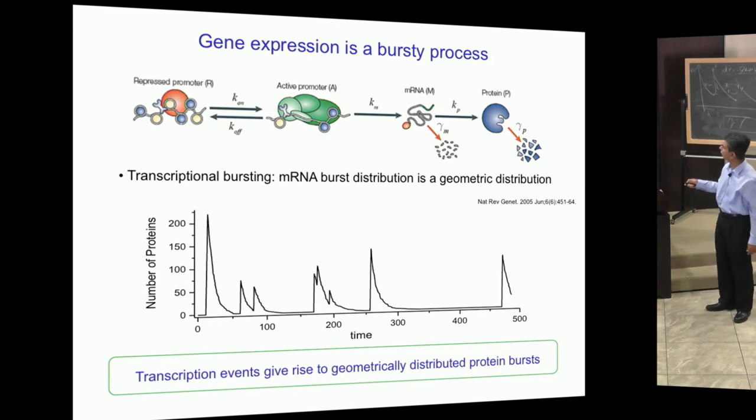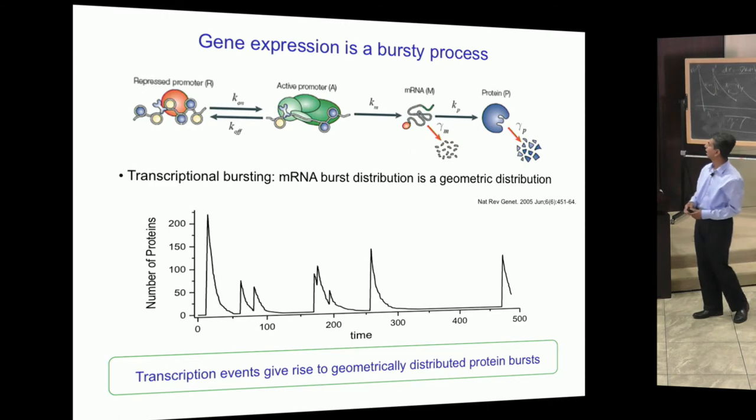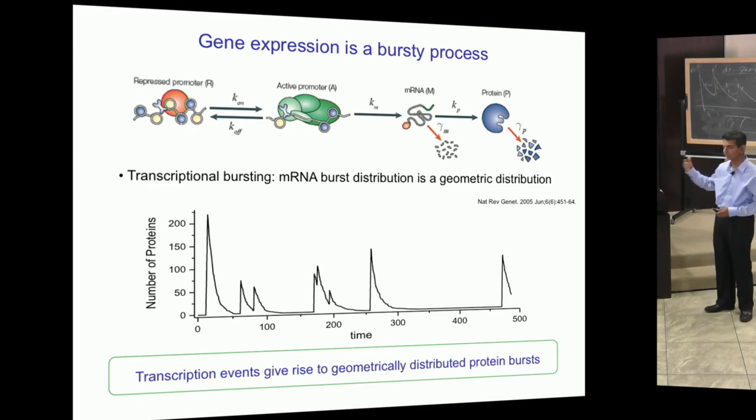So when you actually observe proteins, it appears as if you have no activity. You create an mRNA, you have a geometric burst of proteins over the mRNA lifetime, and then it decays slowly. Again, there's another burst. This is what the dynamics looks like at the protein level, and we'll use this to develop approximations.